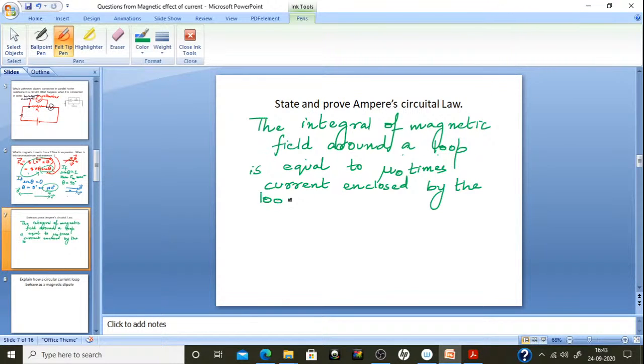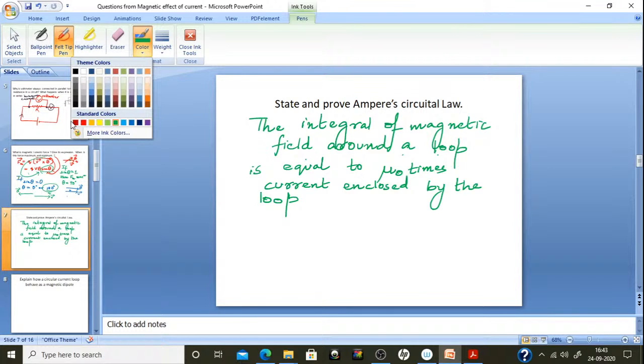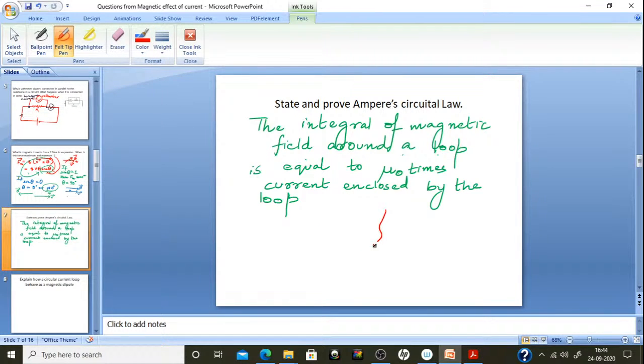Okay. So according to this, what the law wants to say is that suppose I have a wire here, it carries a current I, right? So around this wire I can make a closed loop. It can be of any shape, does not have to be a circle or whatever. It has to be a closed loop. Closed loop means which meets in the end, right? This is a closed loop. This is not a closed loop. So it has to be a closed loop.